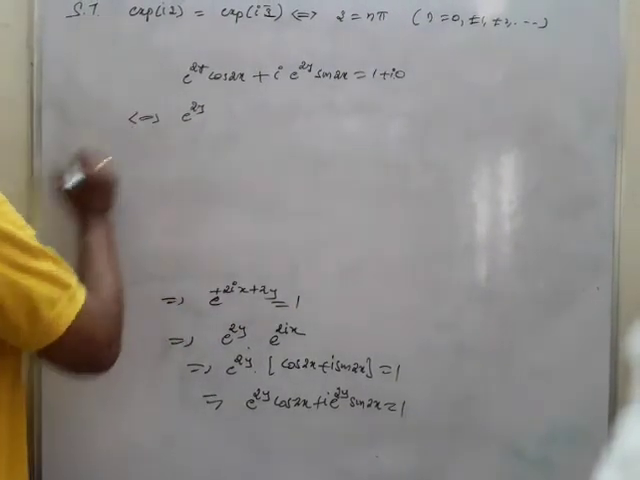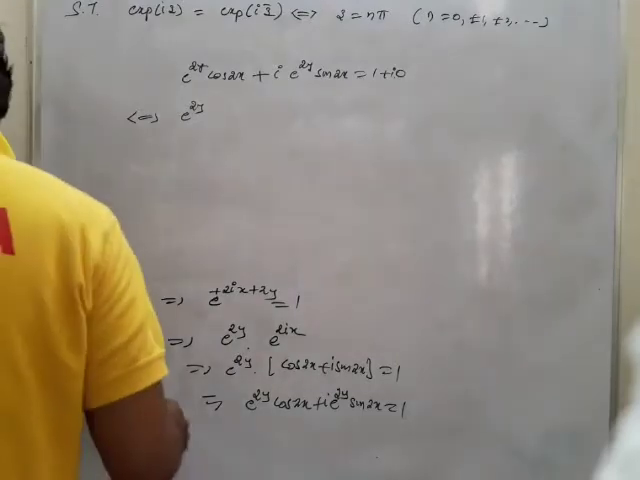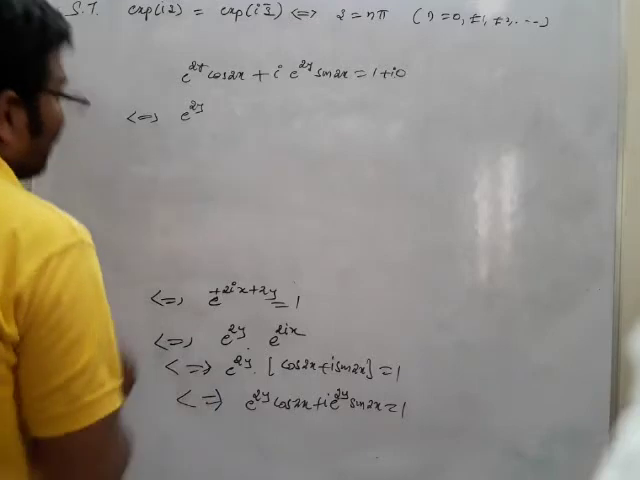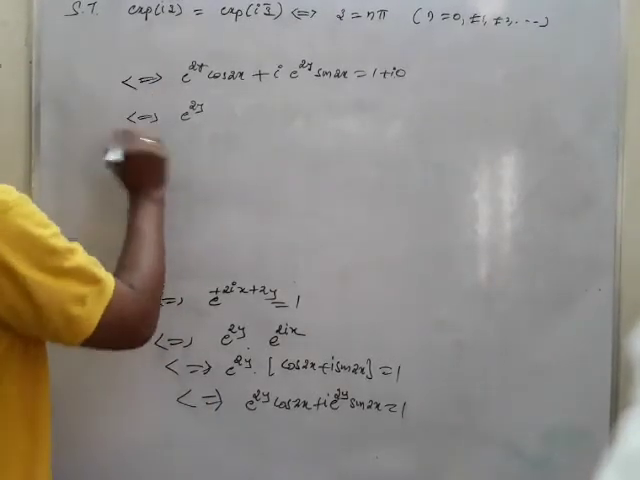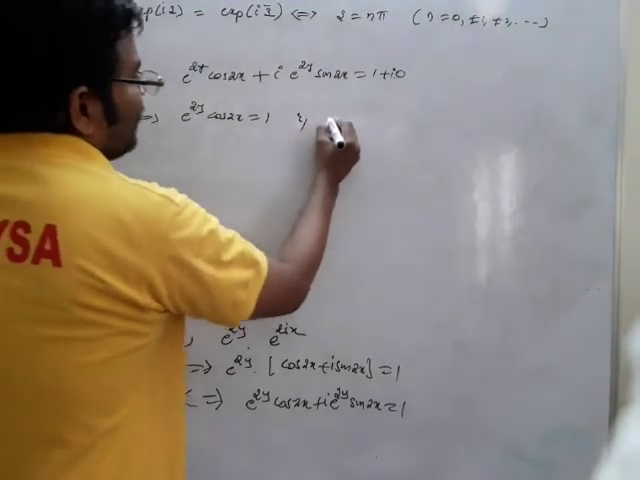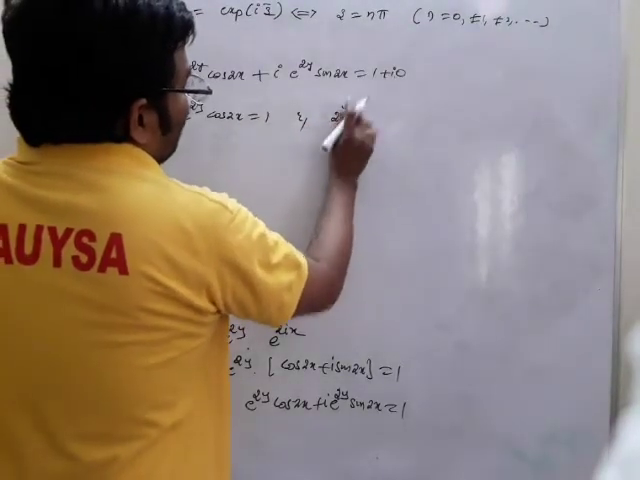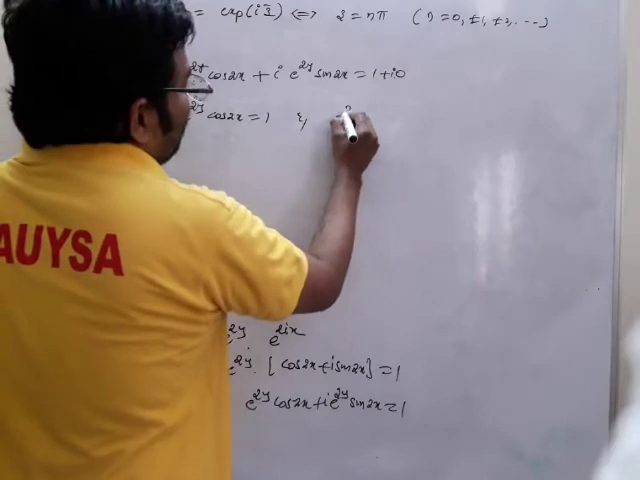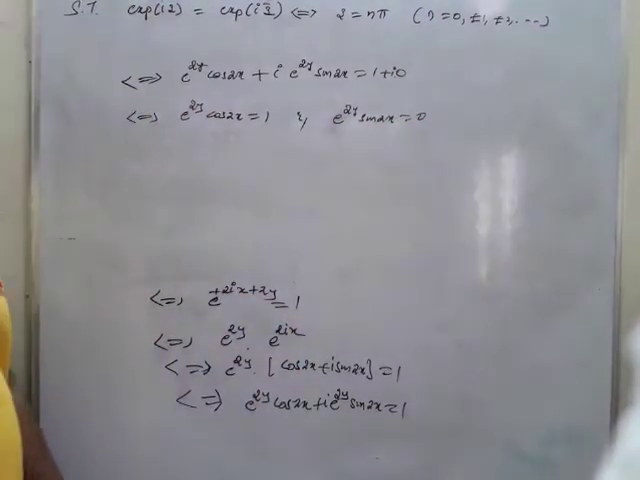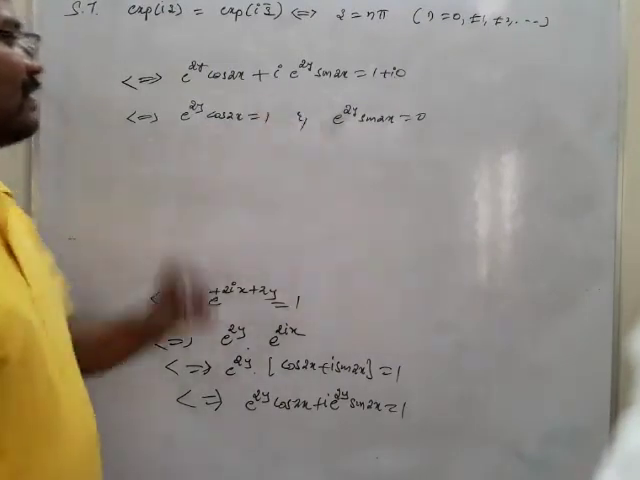That implies, and that implies. Okay. e power 2y cos 2x is nothing but equal to 1, and e power 2y sin 2x equal to 0, both. This is nothing but 1, this is nothing but 0.